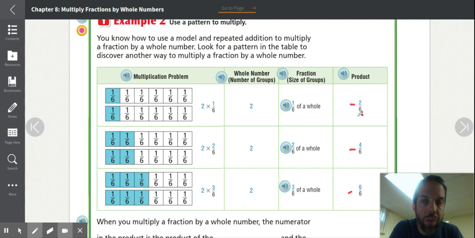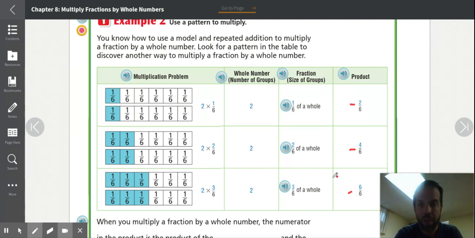Skip counting by 2. That's because my very first model here was 2/6, right? 2 times 1/6 would be 2/6. 2 times 2/6 would be 4/6. 2 times 3/6 would be 6/6. Just like in whole number world. 2 times 1 is 2. 2 times 2 is 4. 2 times 3 is 6.